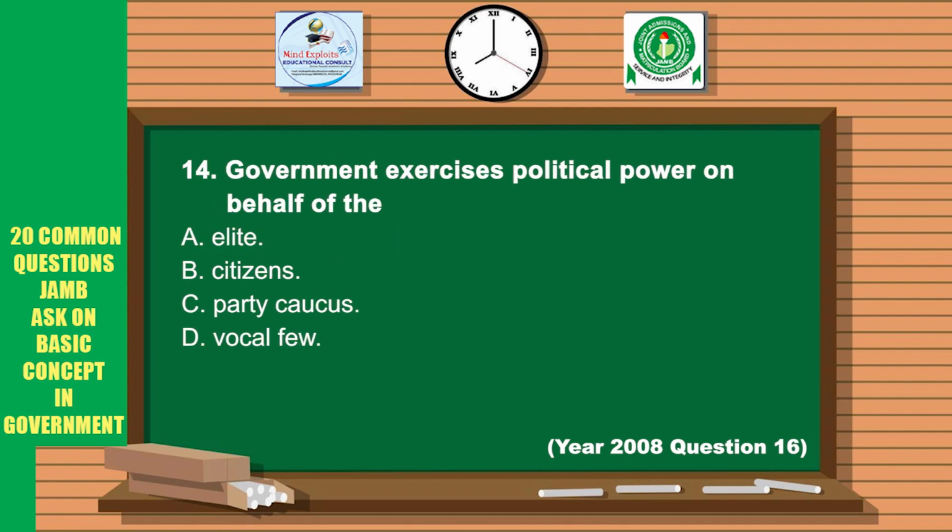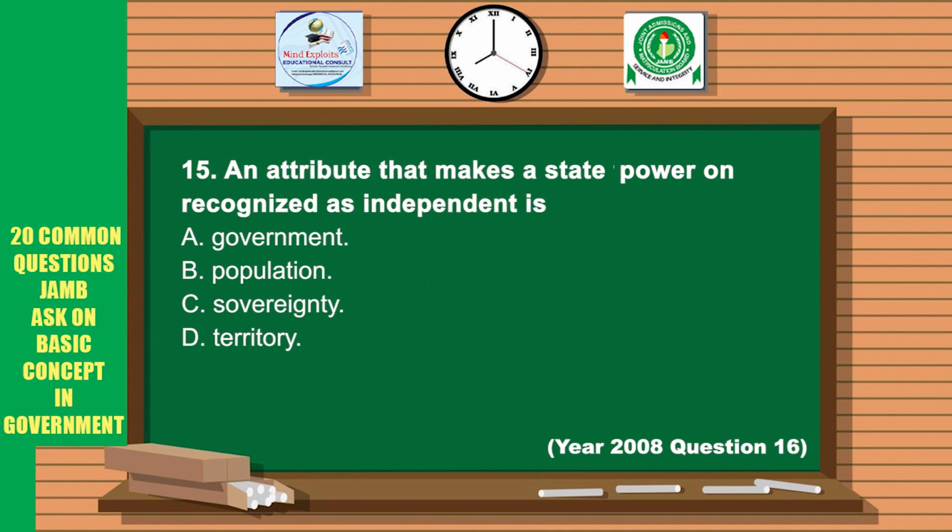Question 14. Government exercises political power on behalf of the: A. Elite, B. Citizen, C. Party caucus, D. Vocal views. So the government exercises the political power on behalf of its citizens. It is basically the citizens that put the government in power to manage the affairs of the state on their behalf. Let's check question 15.